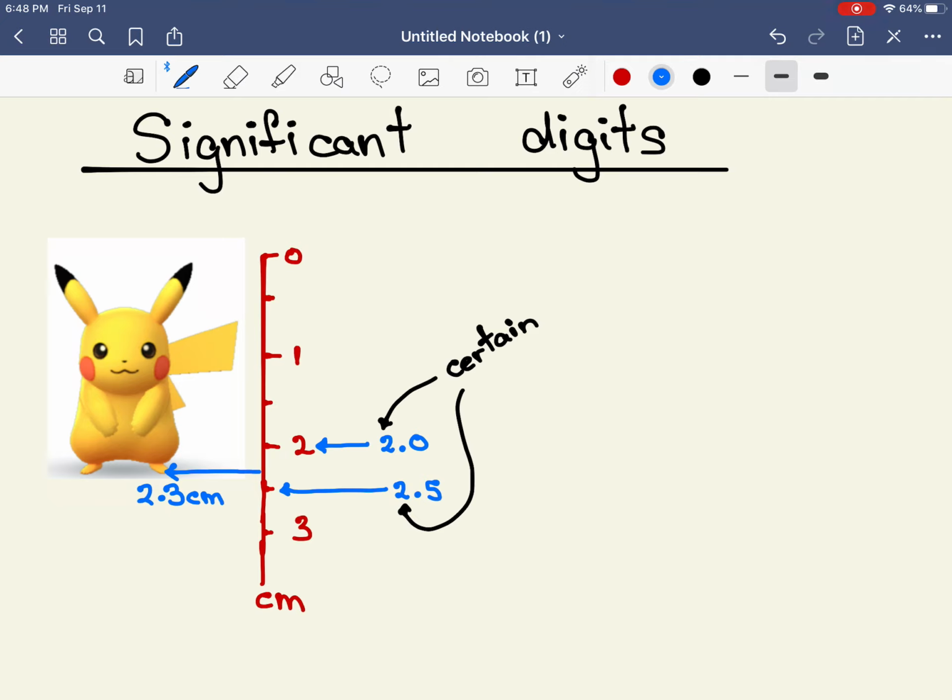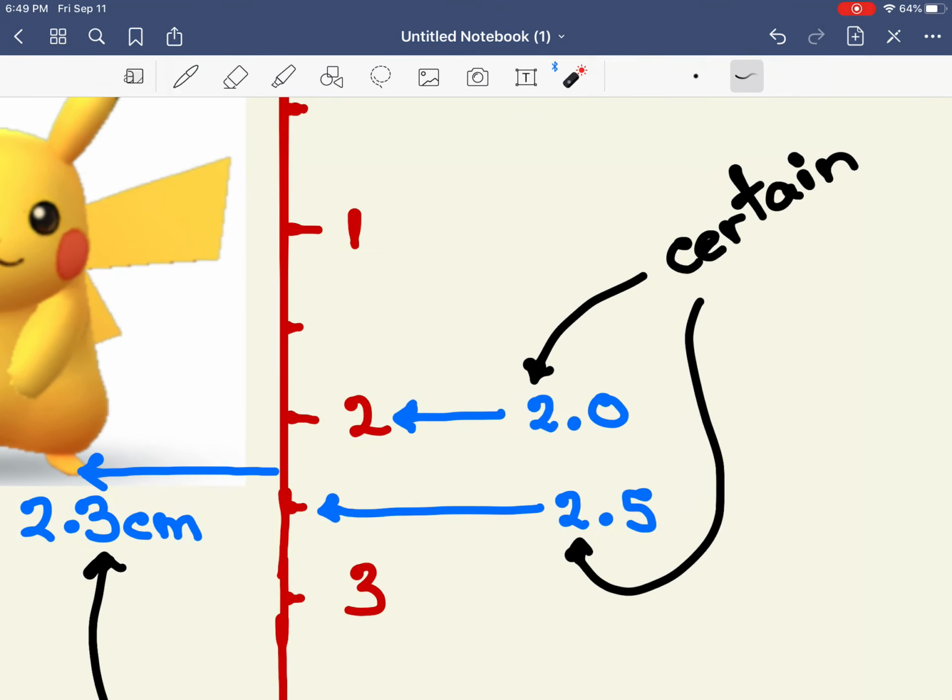So what does that mean? Well, what that means is that this 3 right here has uncertainties involved. So it's uncertain, because I can't say for sure that 3 is a true 3. Why? Because I guessed that number. Whatever this is, I'm not confident enough to say that, oh, that's a 3. But I am confident that this is a 2.